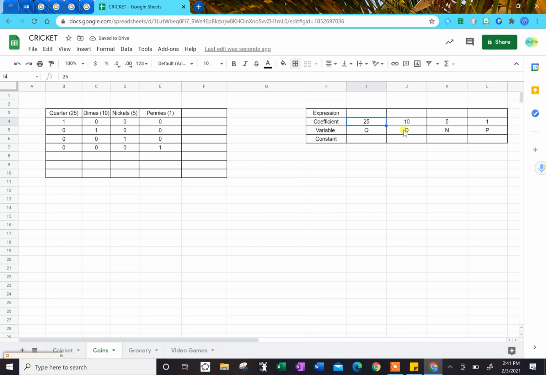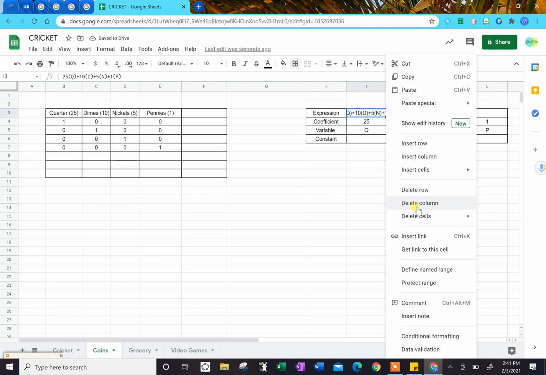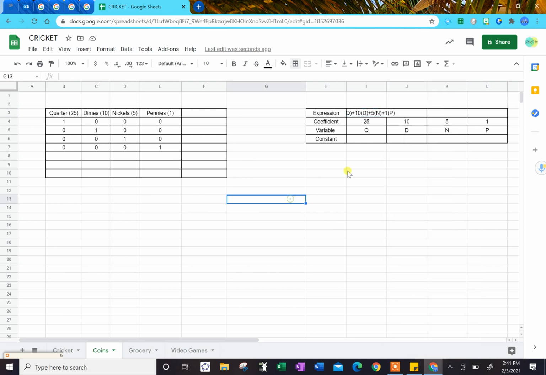So if I wanted to find the value of this, my expression would be 25 times Q plus 10 times D plus 5 times N plus 1 times P. And you might be asking yourself, that's strange. I wonder if we actually need to put in the 1 times P, because doesn't that seem a little bit strange, putting in 1 times P? I don't know. I'll let you think about that.